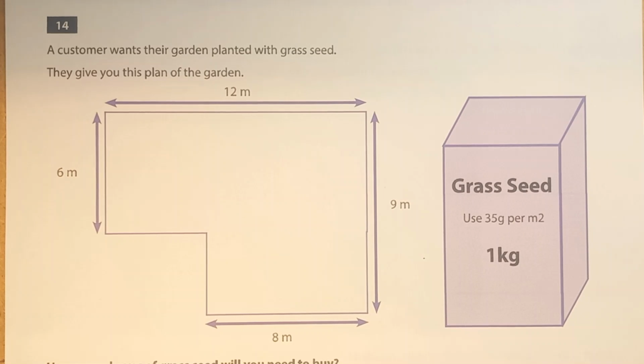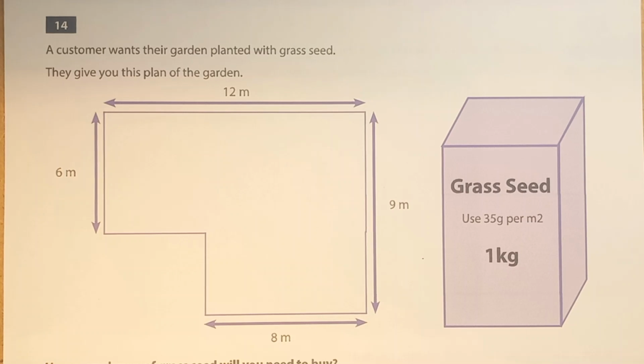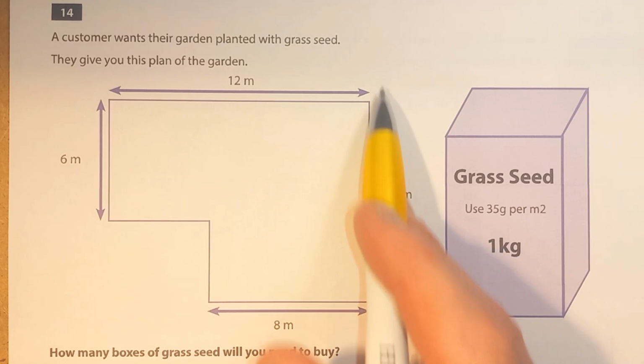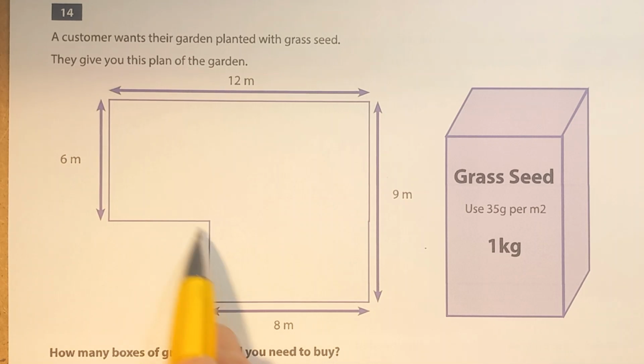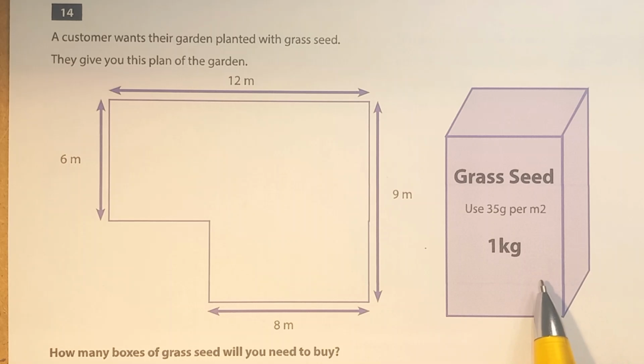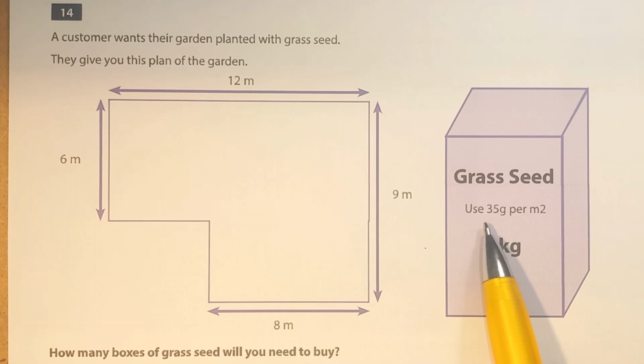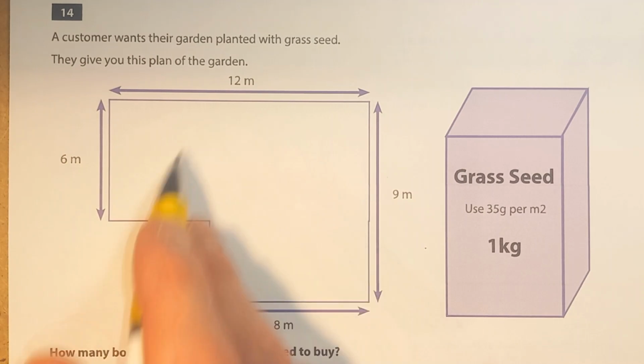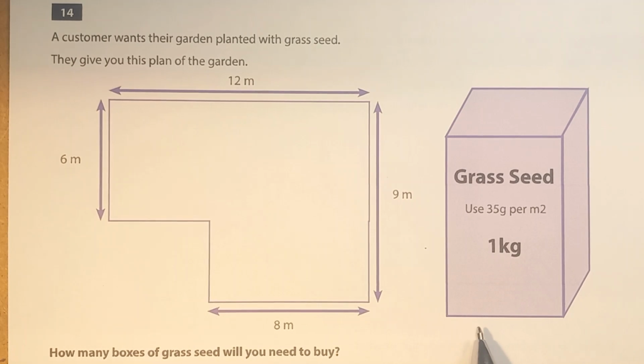Question 14. A customer wants their garden planted with grass seed. They give you this plan of the garden. So we've got 12 metres, 9 metres, 8 metres, 6 metres, a couple of lengths they haven't given us. And we're told that grass seed, you need 35 grams for every metre squared, and a box is 1 kilo. How many boxes of grass seed will you need to buy? Right, so we want to work out, this is an area question. We need to work out our area, work out how much grass seed we need, and then how many boxes do we need to make up that figure.